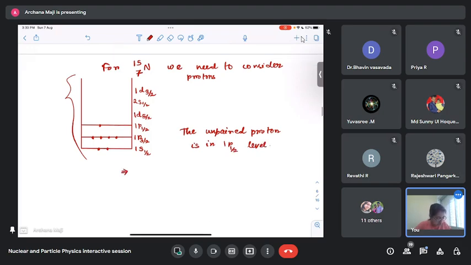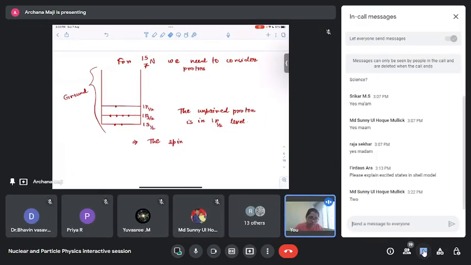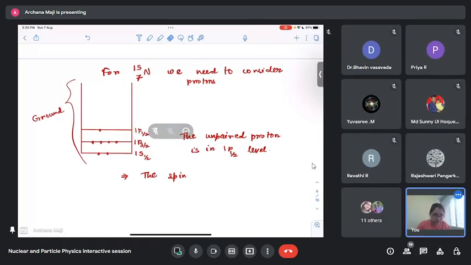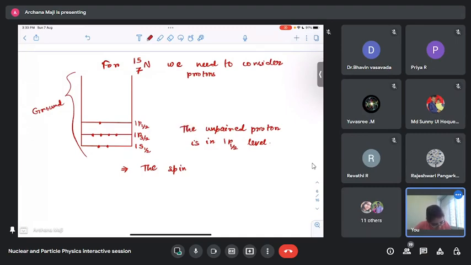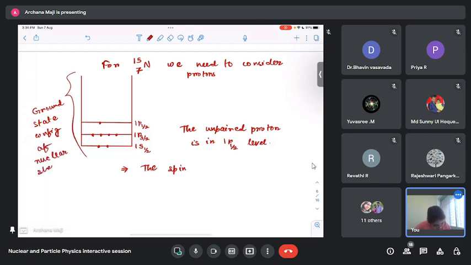which means the spin of the, so this is the ground state configuration. Okay, we are not yet talking about excited states. We will come to the excited states in the third problem. So someone has asked already to explain excited states in shell model. I will do so, just wait for a few minutes. So this is the ground state configuration of nuclear shell model. Okay, so since the unpaired proton is in this particular level, the spin of the ground state is half.